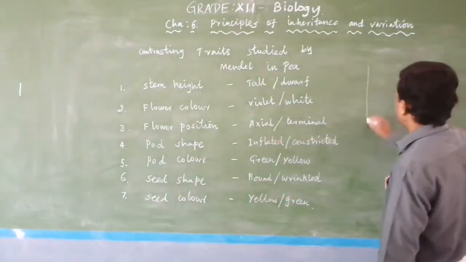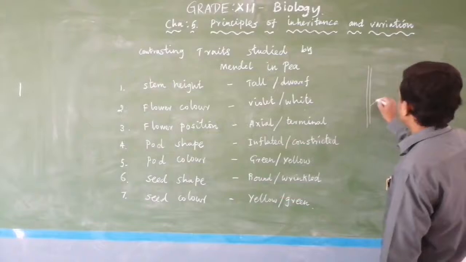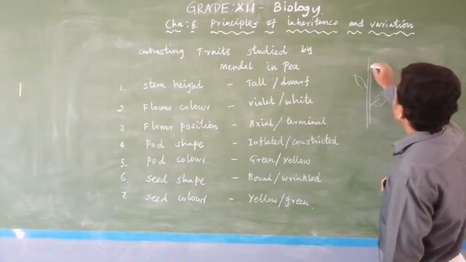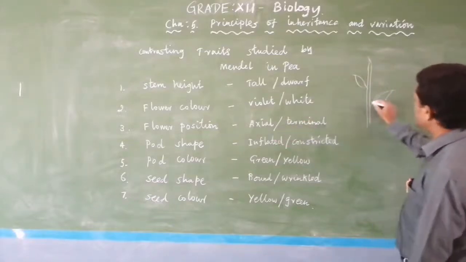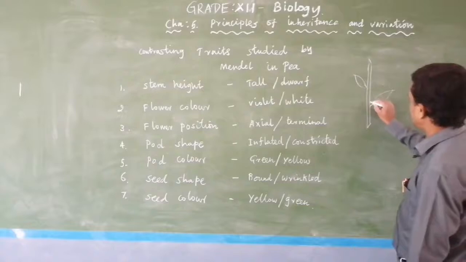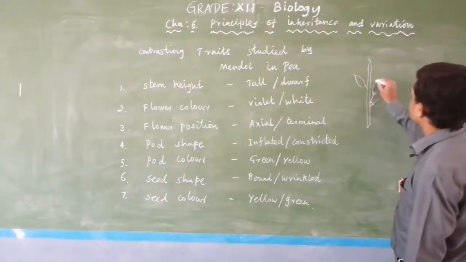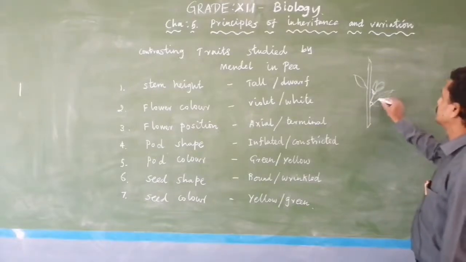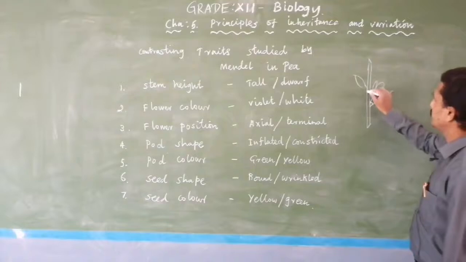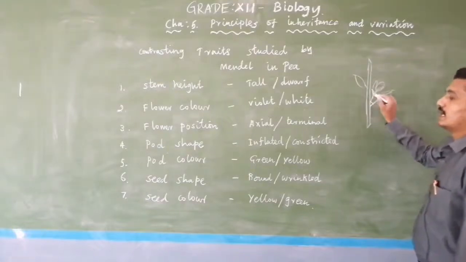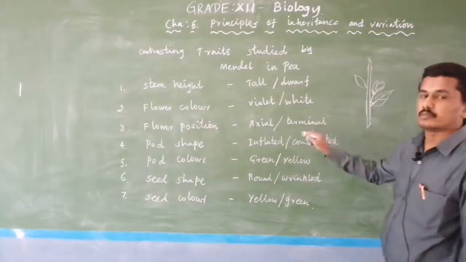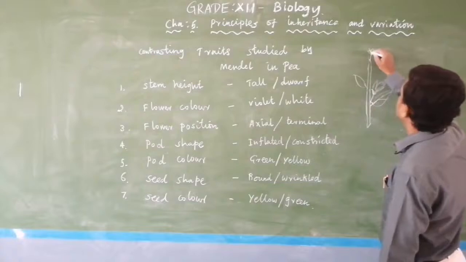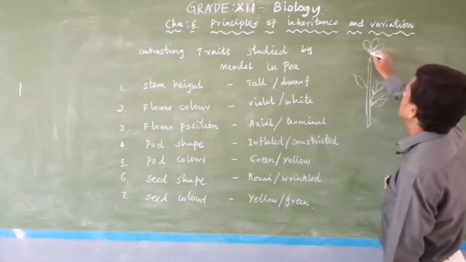Flower position means, imagine this is a garden pea plant, with a leaf. Axial means in the axis. This is the axis. In the axis, flowers are developed. The flower is said to be an axial flower. And in some garden pea plants, Pisum sativum, flowers are produced in the terminal. Terminal means the tip of the stem, the tip of the branch.